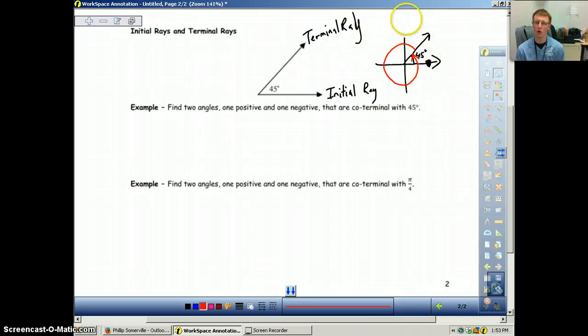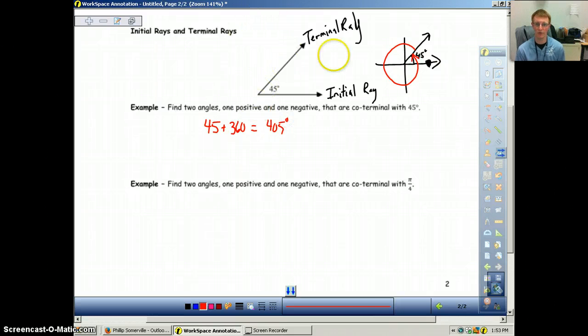So how do we find a coterminal angle that would be positive? Well, simply put, we're going to just add a full circle to that, which is 360 degrees. We start at 45, and we're adding a full circle of 360 degrees, which gets us 405 degrees. So that's one of them.